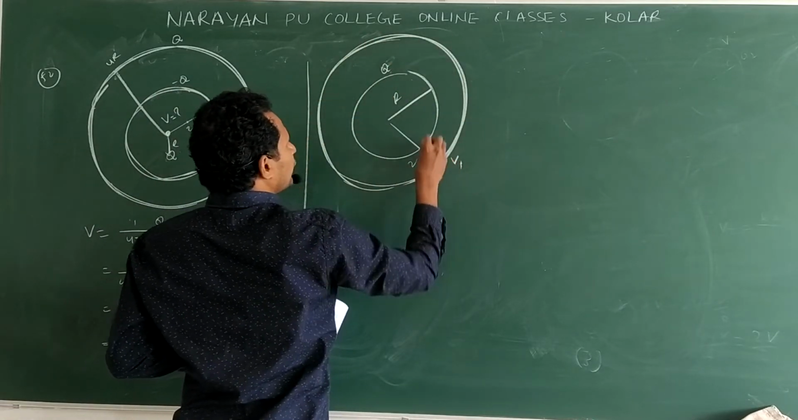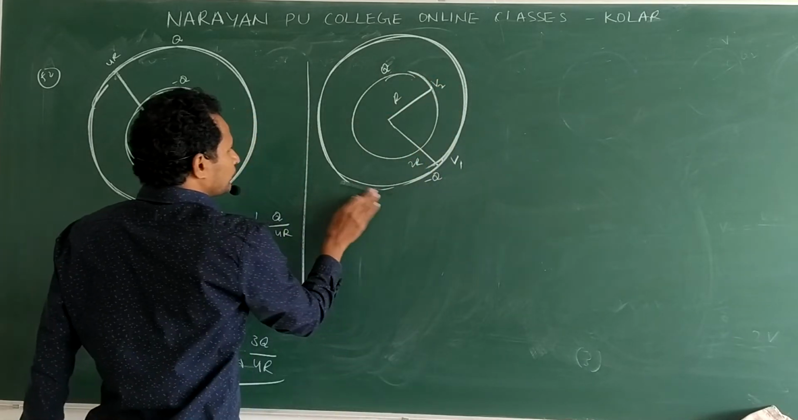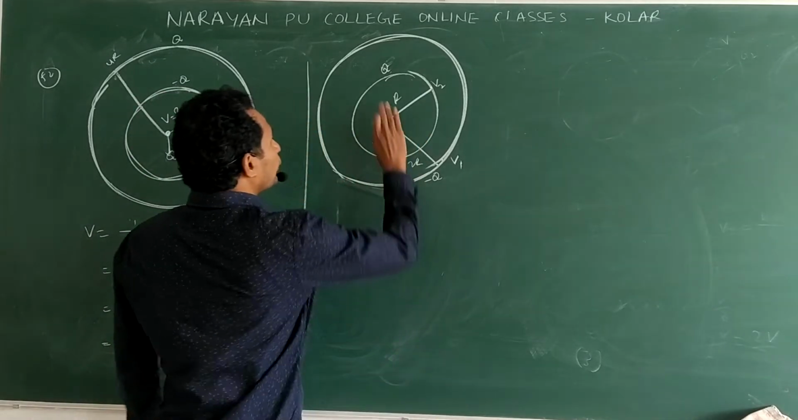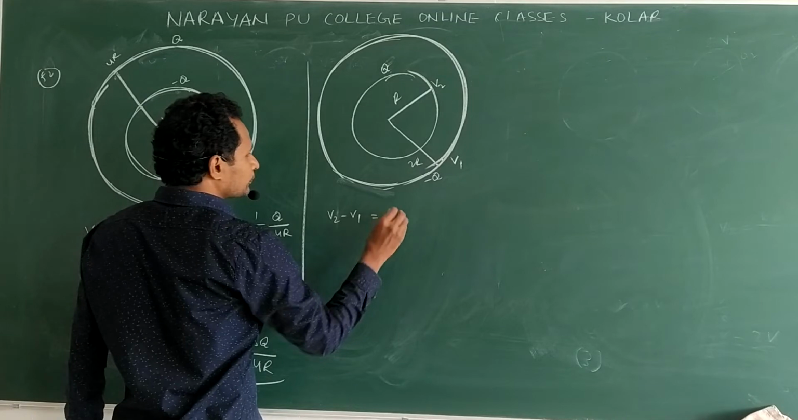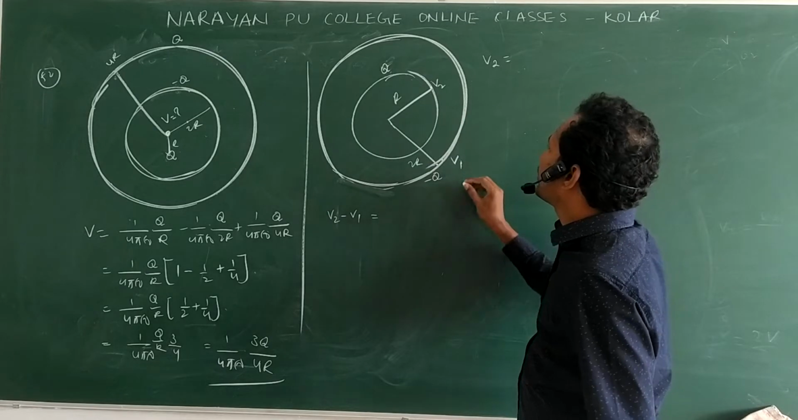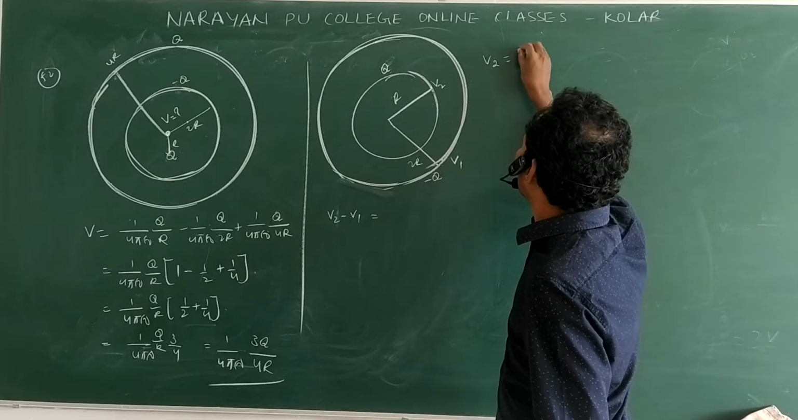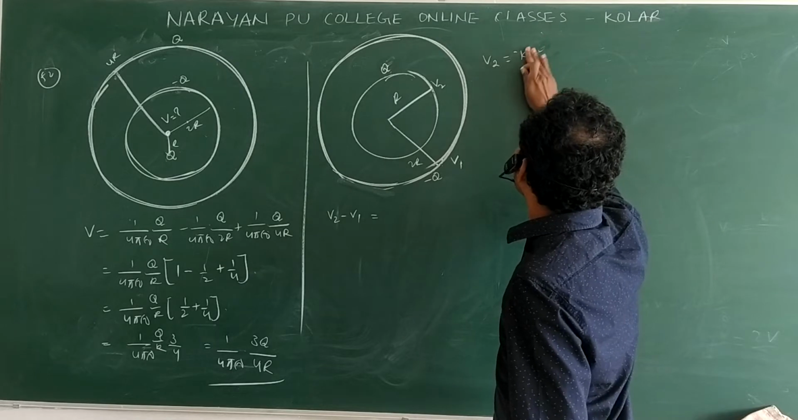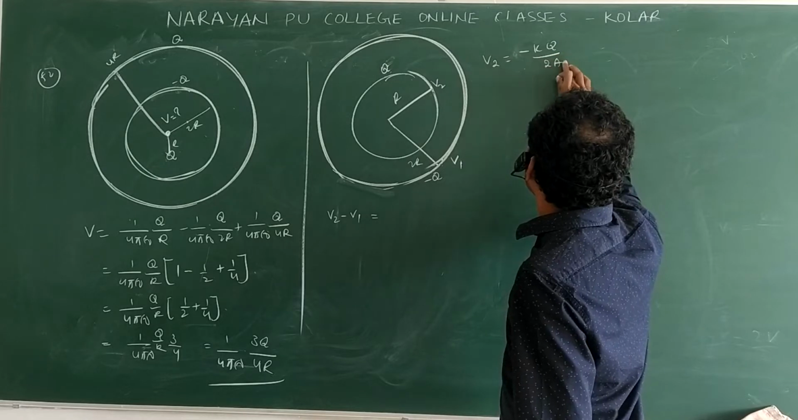On the outer surface you take it V1, and on the inner sphere you take it V2. Clear? Now, already I said the inner potential is always greater than the potential on the outer surface. So you take it V2 minus V1. First try to write V2. Potential on the inner surface is the potential due to the positive charge and the potential due to the negative charge. This will be K into the potential due to the negative charge, minus KQ by 2R.